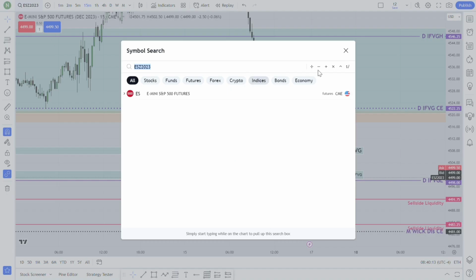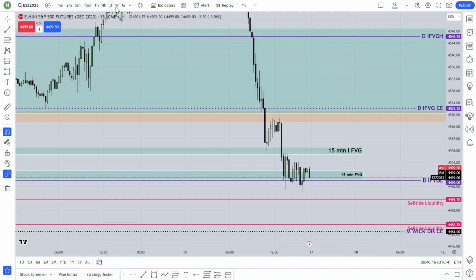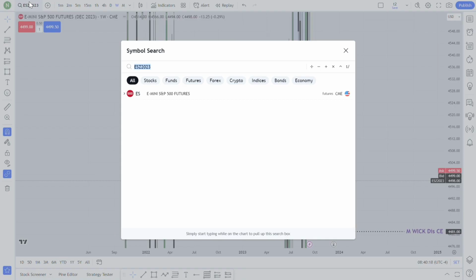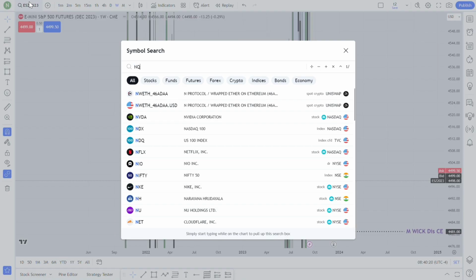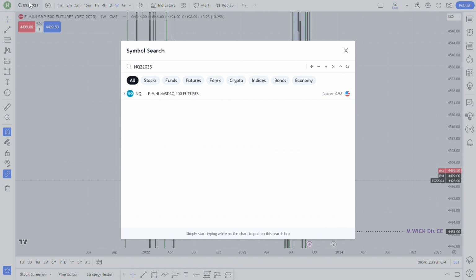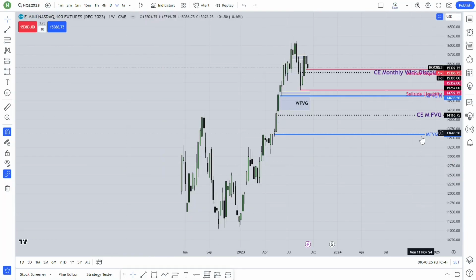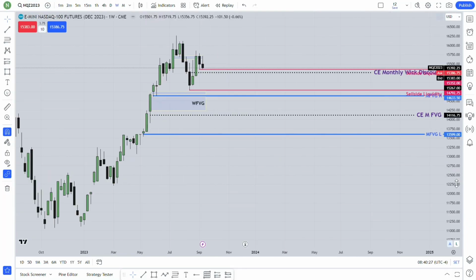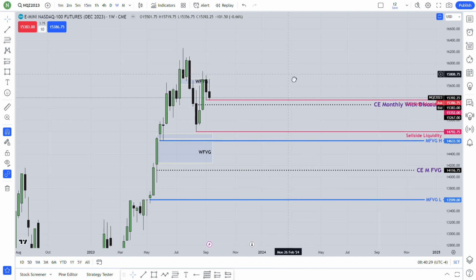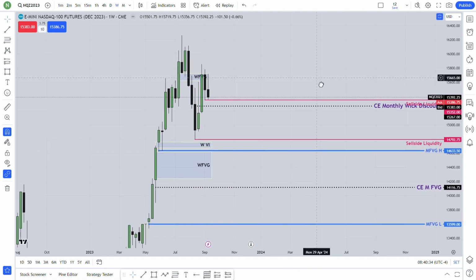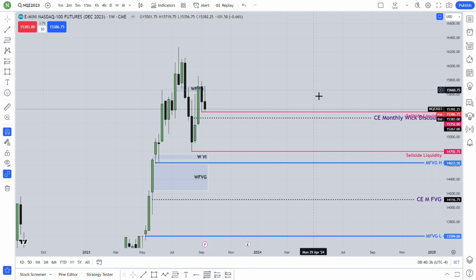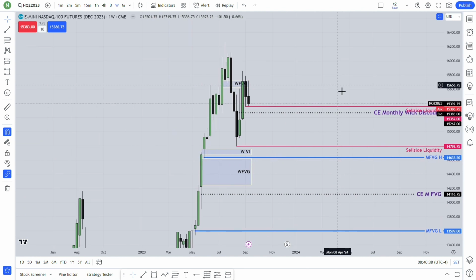That's all for the mini S&P, and let's go to the NASDAQ. So first, NQZ2023. So here is your NASDAQ. I'm actually trading NASDAQ for the last 2 weeks, so I thought it will be helpful for you guys as well. If you are an indices trader, then it will be helpful for you as well.